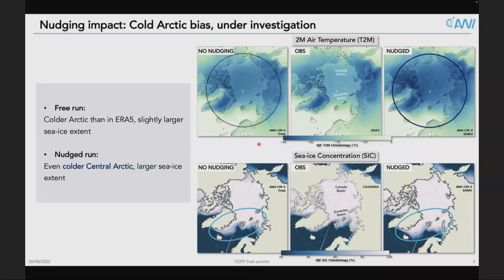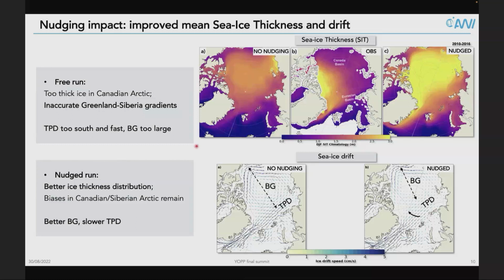But in any case, despite this background bias, we still saw some significant improvements in the mean sea ice thickness and drift. Here on top, you have the mean state for sea ice thickness, again, without and with nudging. And at the bottom, the same thing for the sea ice drift. What we could see is that originally our free running simulations had too thick ice close to the Siberian shelf and too thin close to Greenland, which is kind of the opposite of reality.